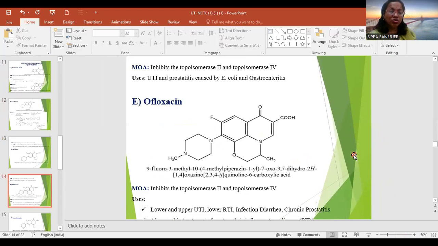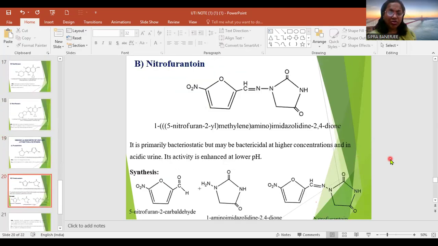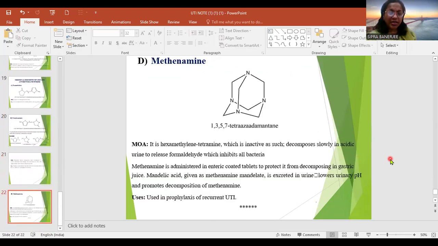Now, ofloxacin is also the same, sometimes with one methyl group and one other group. They act on topoisomerase 2, right? Okay. Ofloxacin, an important drug. Okay, that's one trend. And then methenamine, this is a hexamine drug.